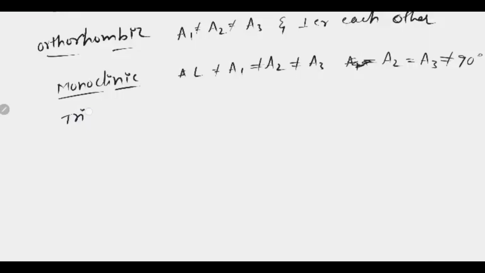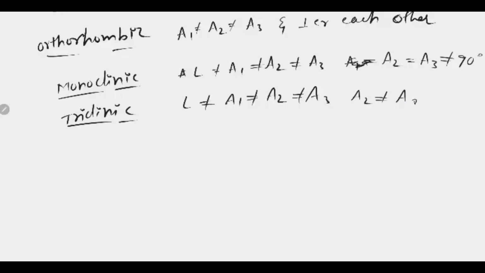Next, triclinic. Triclinic system, three axes of different lengths. That means L is not equal to A1, is not equal to A2, is not equal to A3, and all inclined at different angles. They are not the same angles also.